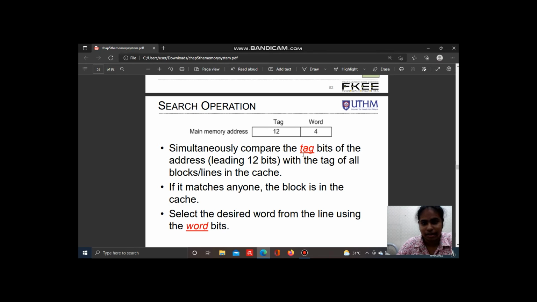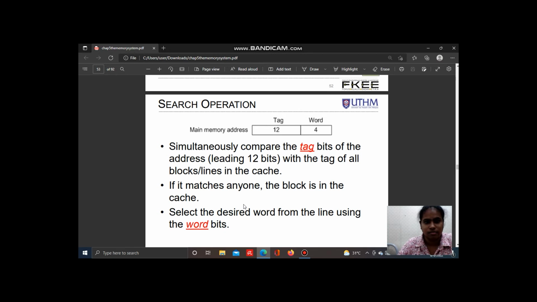Simultaneously compare the tag bits of the address, the leading 12 bits, with the tag of all blocks or lines in the cache. If it matches any one, the block is in the cache. We can then select the desired word from the line using the word bits.